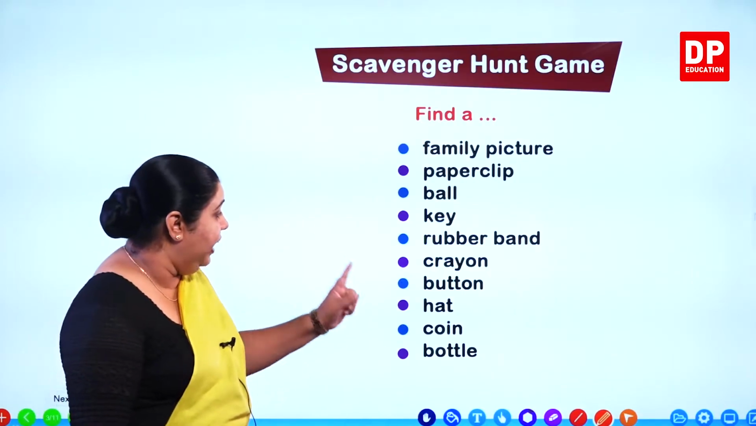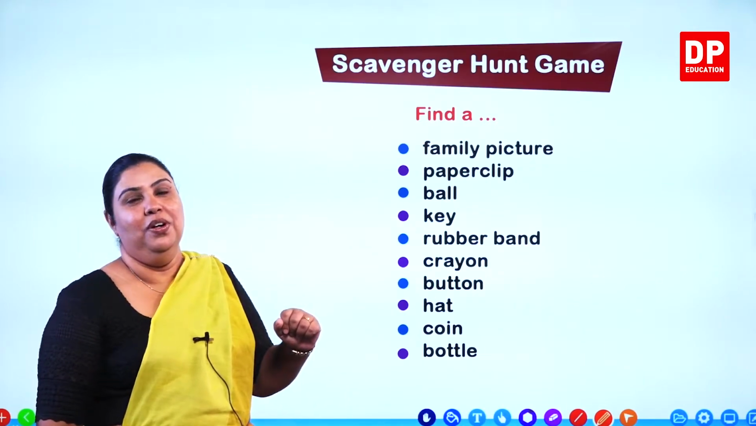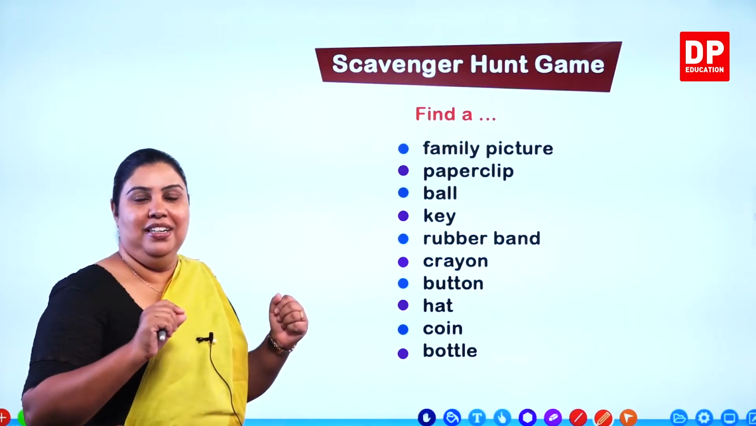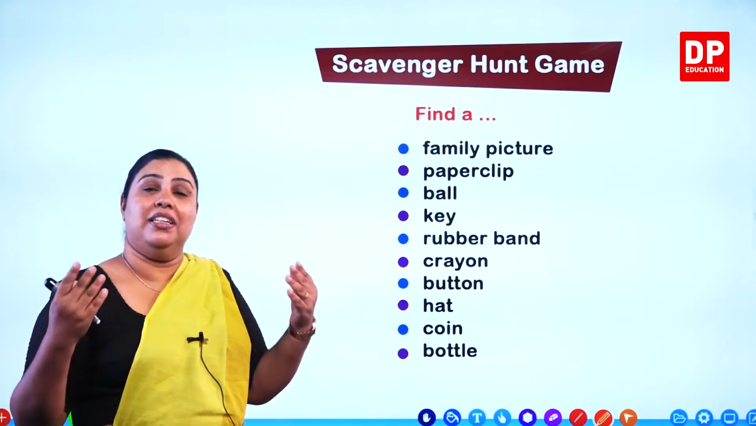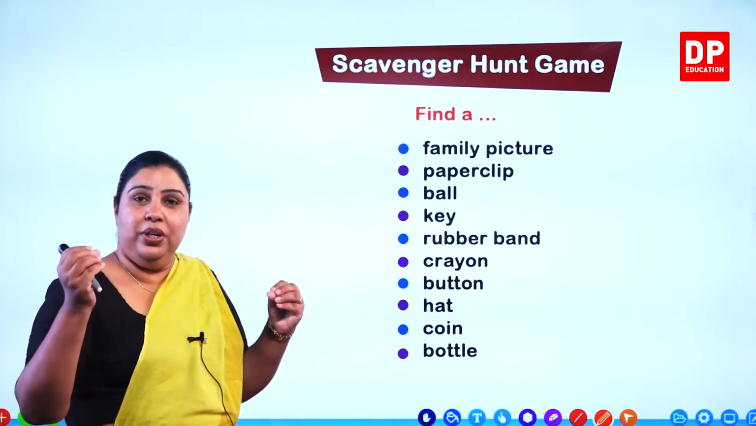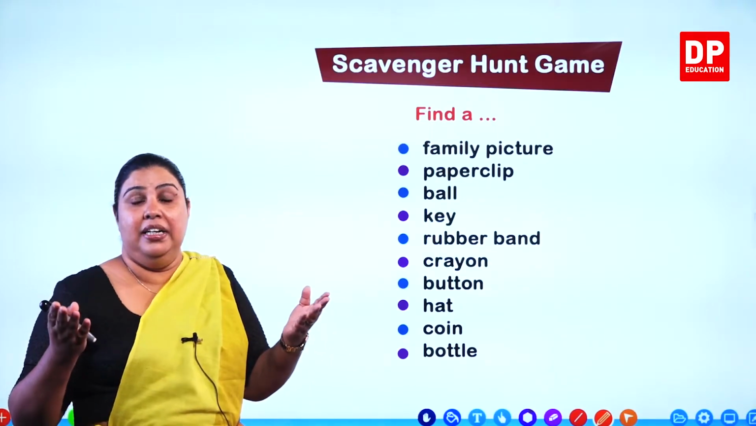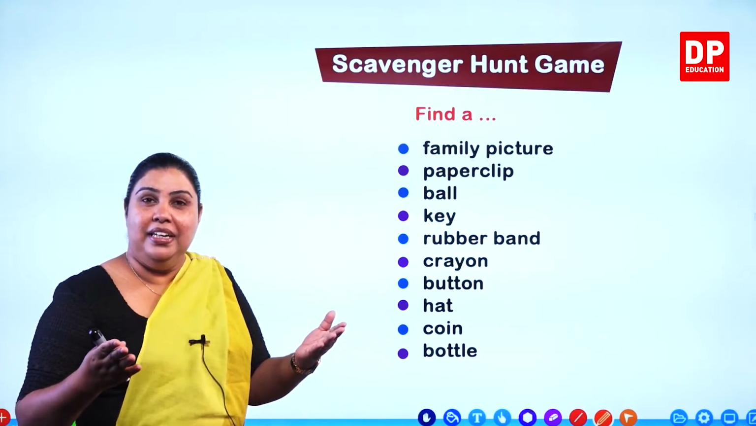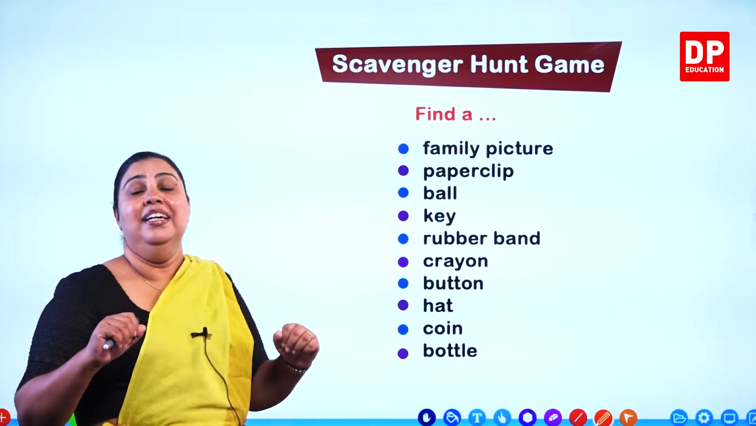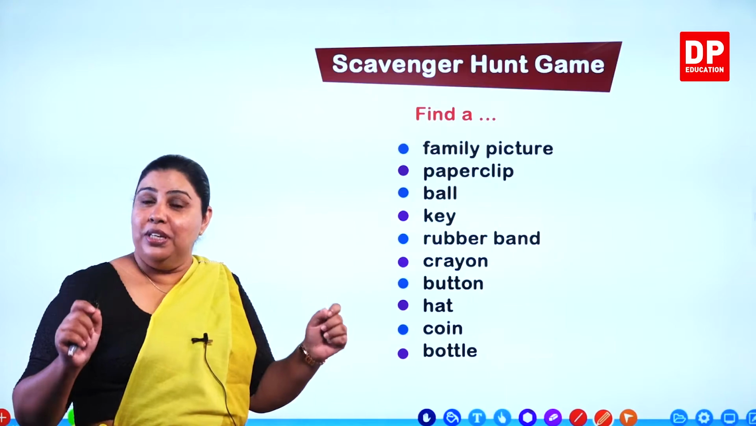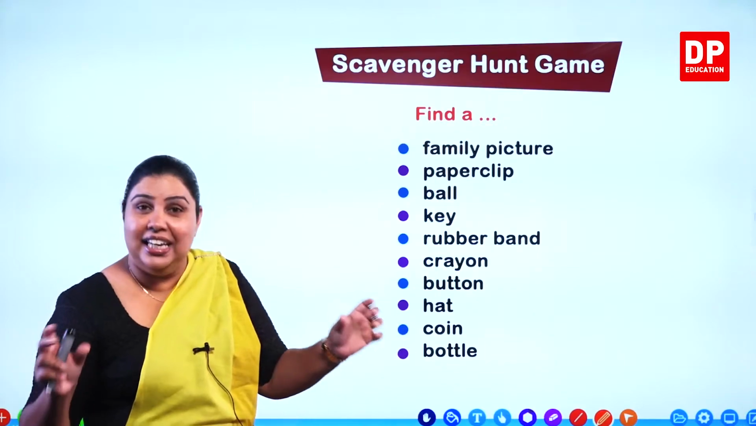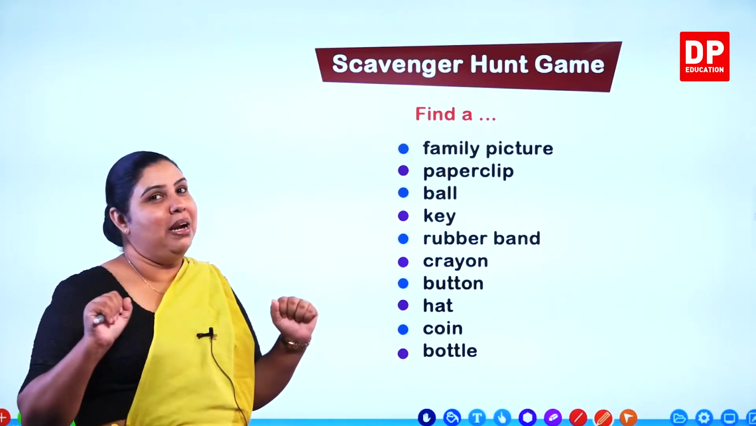Then we have find a button. Oh, find a button. Now, we are not always looking for buttons, are we? So you have to know where your buttons are, where you can find a button at home. Where in your house is there a button? Maybe near the sewing machine there are little lockers, so maybe you can find a button inside one of those drawers in your sewing machine. If your mother has a sewing machine, it has small drawers called lockers, and you can find a button in one of those lockers.